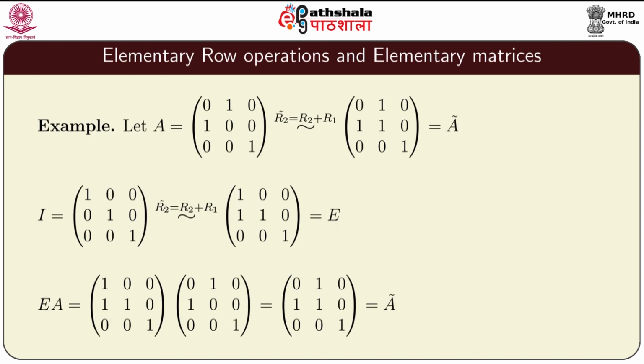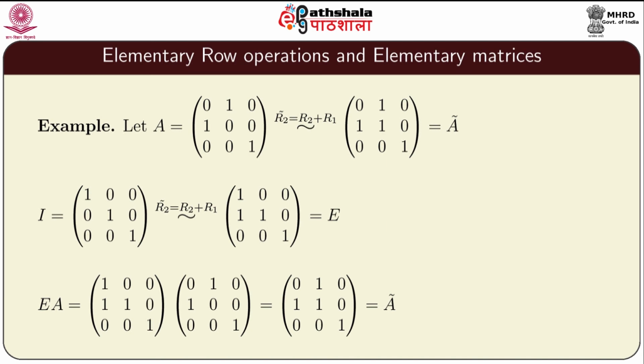Let us look at this example. The matrix A is the one you see, that is 010, 100, 001. If we apply the elementary row operation of the third kind first, which is adding the first row to the second row, what is changing here is the second row, and nothing happens to the first row. As you can see, the second row has become 110 now. The first and the third rows are unchanged, giving rise to what we call A tilde.